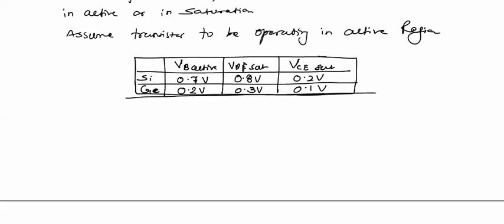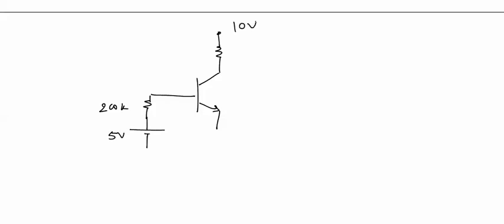Now here we have assumed that the transistor is operating in the active region, and we have been given this transistor to be a silicon transistor, so VBE will be equal to 0.7 volt. Now we'll start analyzing this circuit. Now we have assumed the transistor is operating in the active region. We have taken this VBE equal to 0.7 volt.